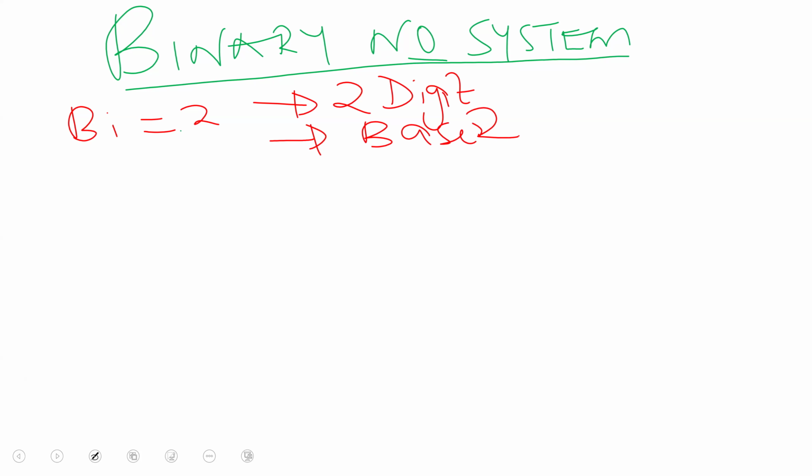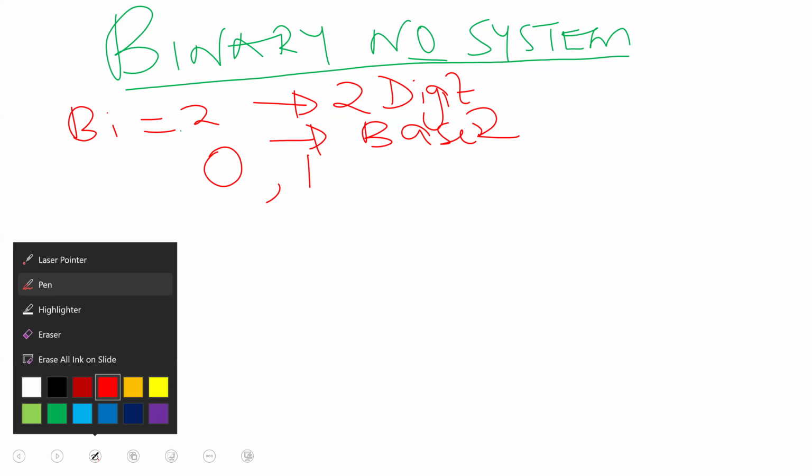A base 2 number system. Why? It has 2 digits. So which are these 2 digits? They must be known. The known digits in the binary number system are a 0 and a 1. We have only 2 digits in the binary number system. These numbers, we normally qualify them by adding a base.